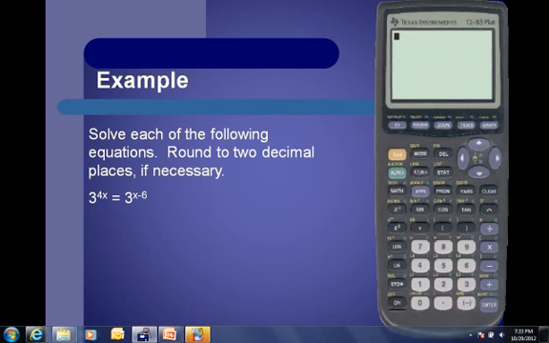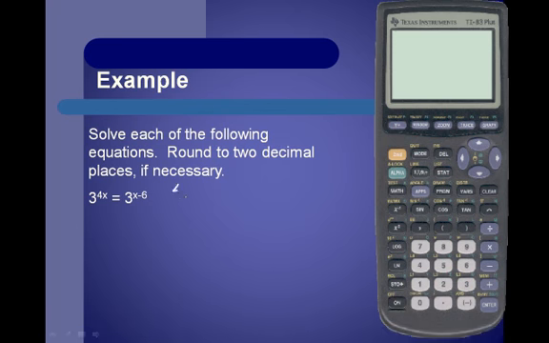Now this one's a little bit different. Even though we're looking for the variable x that's an exponent, notice these bases are the same. Well, the only way we're going to get 3 to the power of 4x to be equal to 3 to the power of x minus 6 is for 4x to be equal to x minus 6. This exponent has to equal this exponent, and notice this only works if the bases are the same. So we're going to subtract x from both sides, so we get 3x is negative 6, which means x would be negative 2.